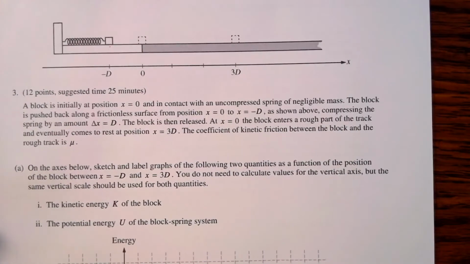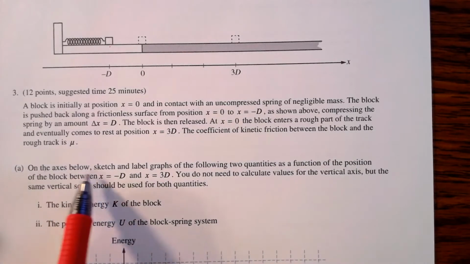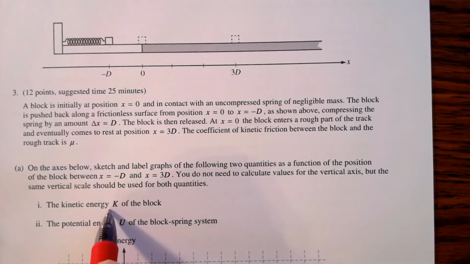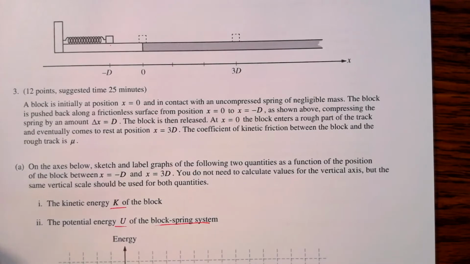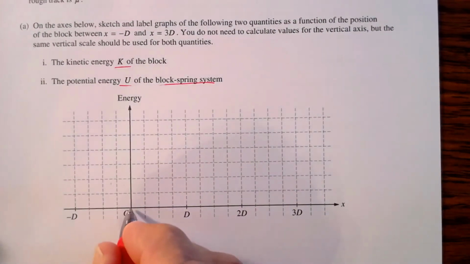So the first thing they want us to do is sketch on the graph the following two quantities, the kinetic energy and the potential energy of the block spring system. I'm going to start with the potential energy because there's no gravity involved. It's not moving up or down, so no energy is being stored as gravitational potential. So the only energy that is stored is in the compressed spring. So when the spring is not compressed, there is no potential energy stored in the system. So right here, I know that my potential energy must be 0.